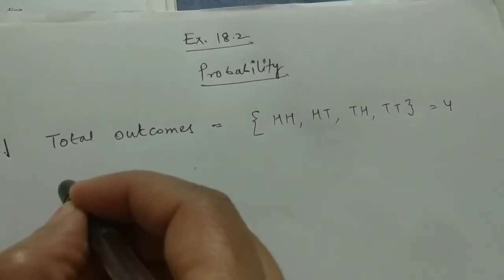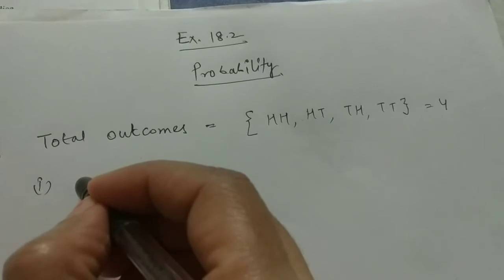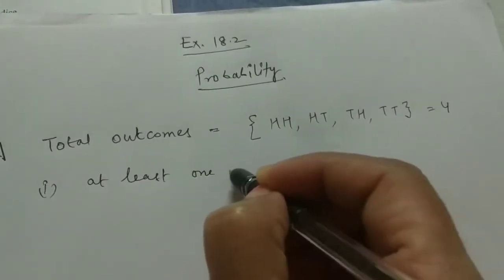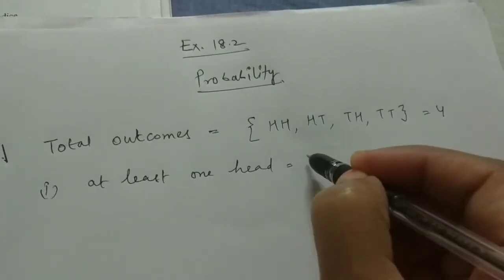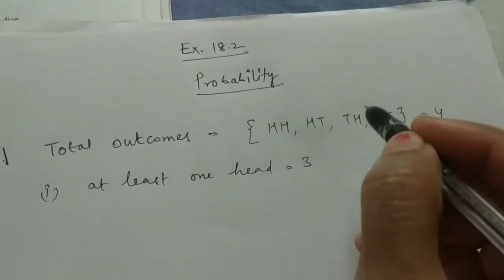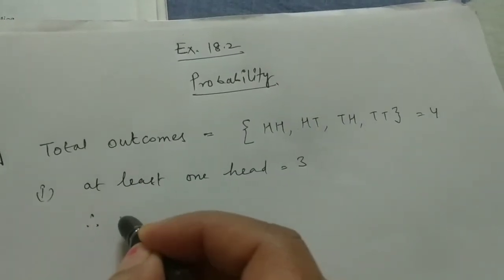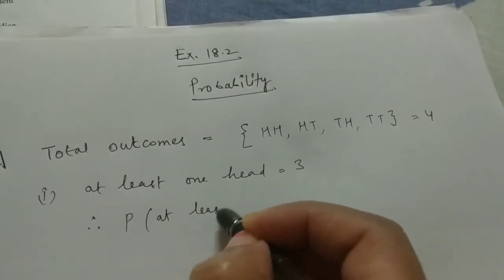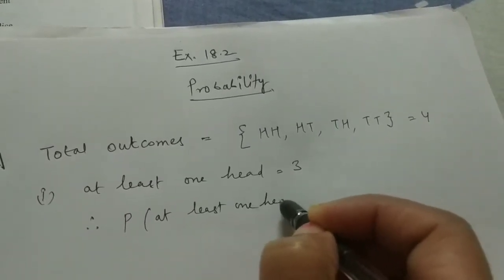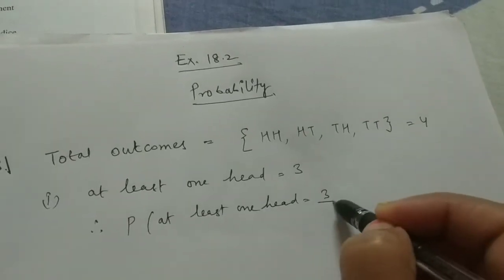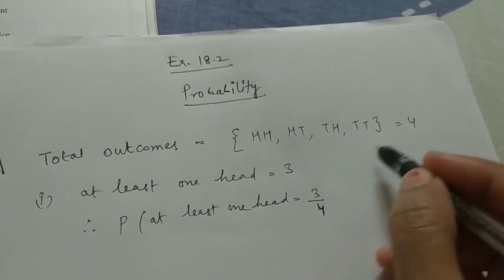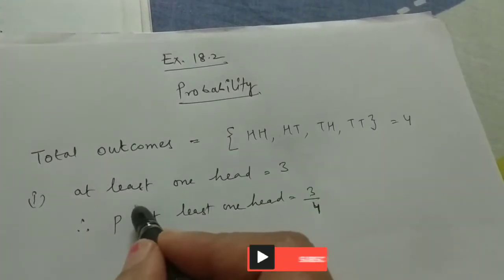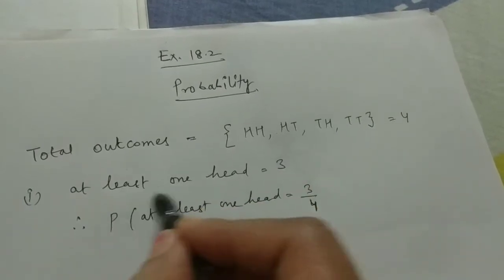So here first we have to find out at least one head. So it would be 1, 2, 3. So the probability of having at least one head would be 3 by 4. Why 4? Because the total number of outcomes is 4, and we have the probability 3 by 4.